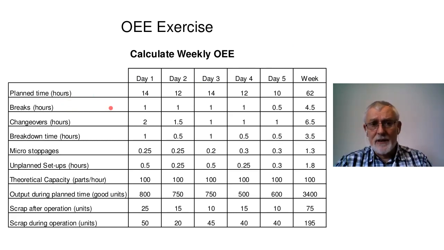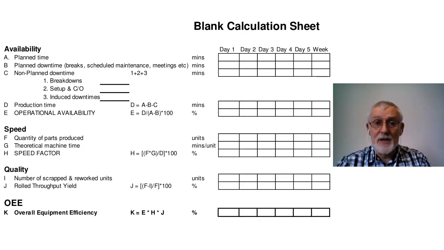And you can see down the left-hand side, we've got the planned time, we've got information like breaks, changeovers, stoppages, theoretical capacity, and scrap numbers. So effectively, you have all the raw material that you need to be able to calculate what the actual OEE values are. There's a blank form available here as well, and if you download the presentation, you'll have a copy of it. That's to try and make it easier to work through the calculation.